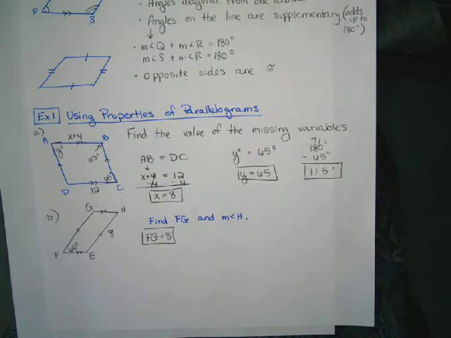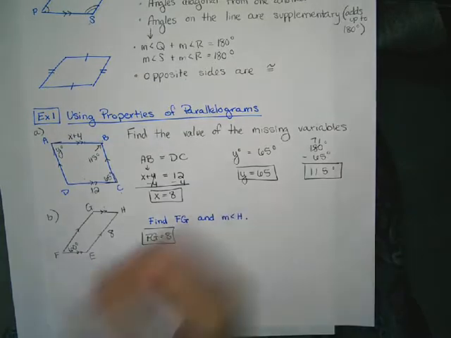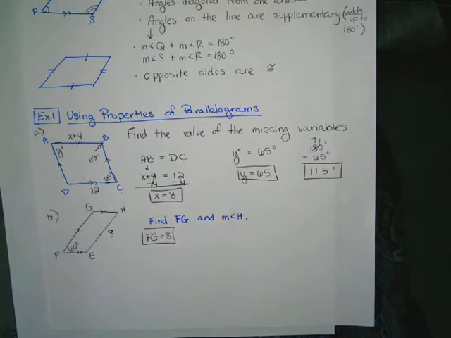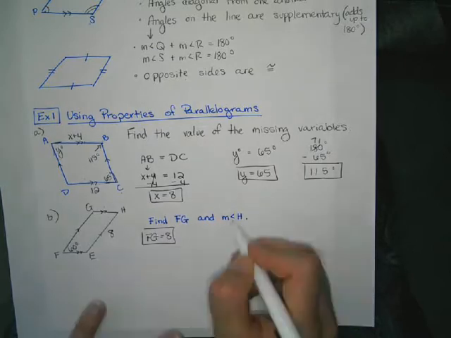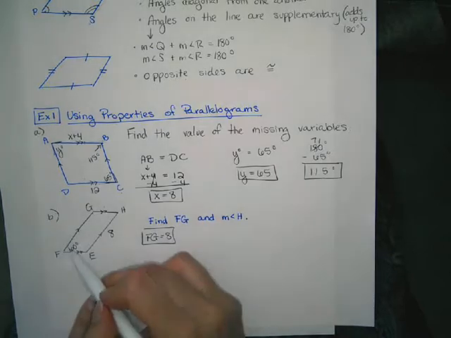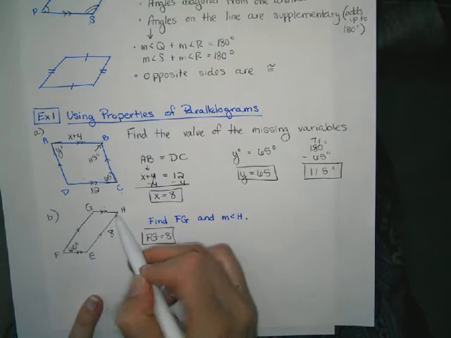If this is 60, what do you know about that angle? Good. Notice it's an acute angle, so these two are congruent. So the measure of angle H should be 60 degrees.